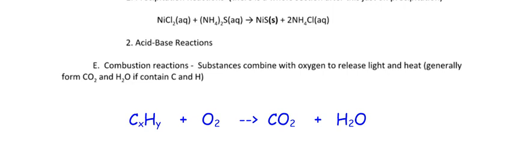All right. But you can burn sodium if you want. You're going to make sodium oxide. You can burn magnesium and get magnesium oxide. So those would also be a combustion reaction. Okay. Let's go to the next page.